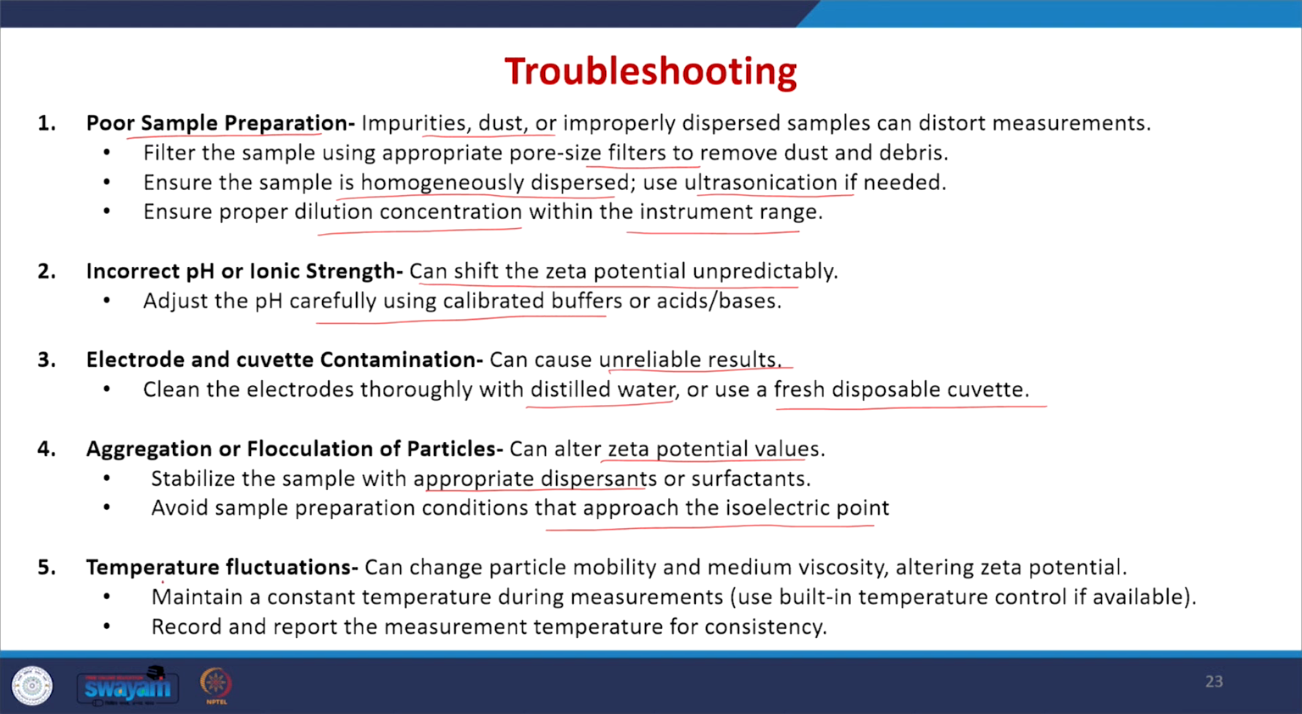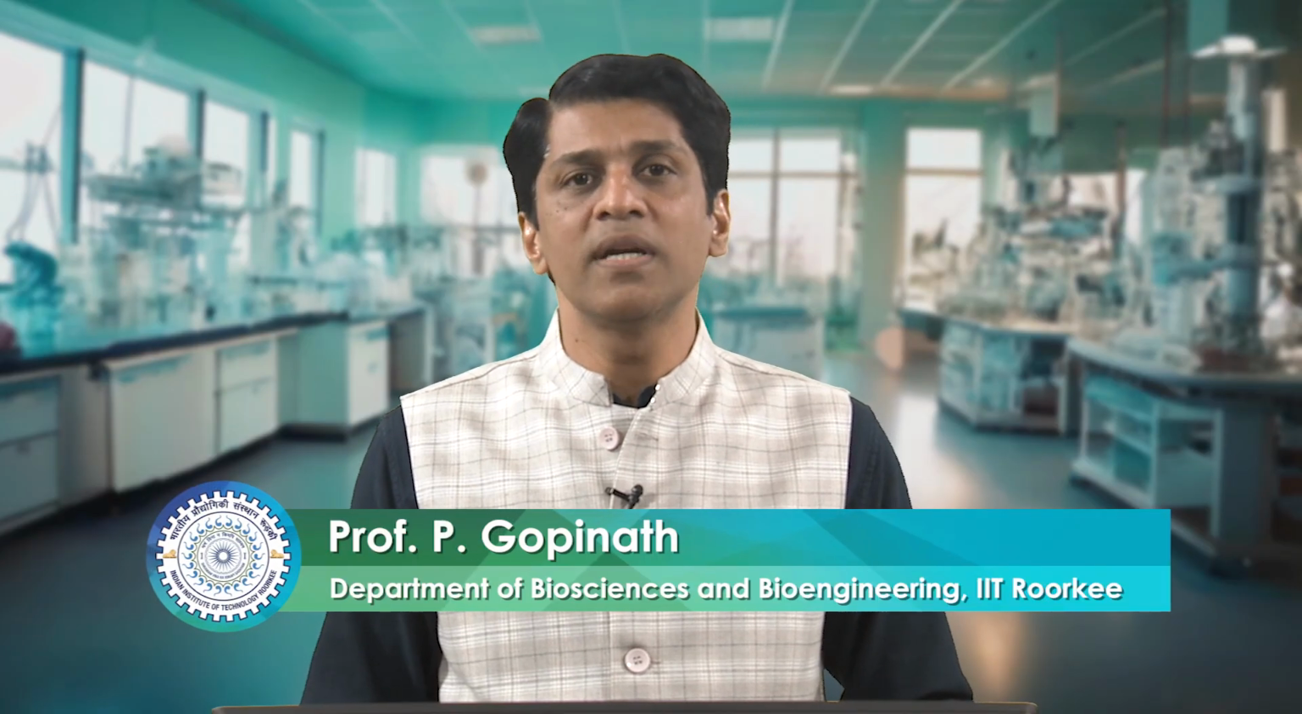The fifth one is temperature fluctuation, which can change the particle mobility and medium viscosity, which alter the zeta potential. So, it is always better to maintain a constant temperature during the measurements, and also record and report the measurement temperature for consistency. I hope you understood the basics and principle of DLS and zeta potential analysis. Let us go to the lab and learn this technique more in detail.